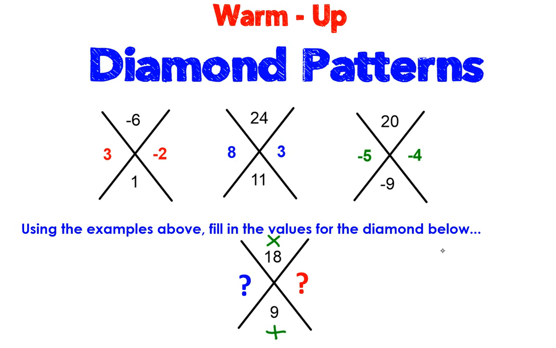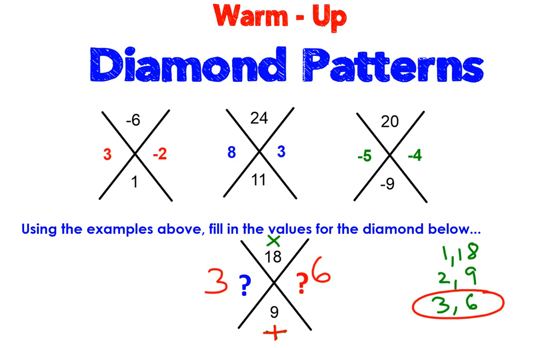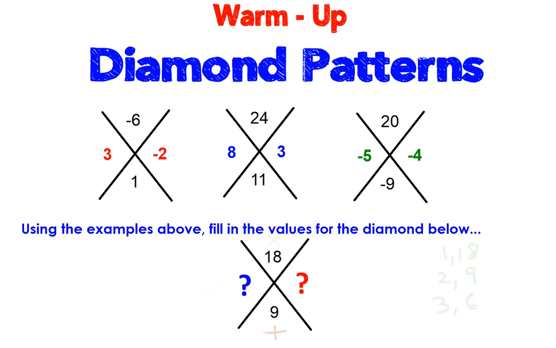So what I'm going to do is start listing some factors of 18. 1 and 18, 2 and 9, 3 and 6. Now of all of these possible choices, do any of these pairs also have a sum of 9? Yeah. So our answers are 3 and 6. Did you get that? Well, if you didn't, that's okay because we're going to do a lot of these patterns today. So let's get started.